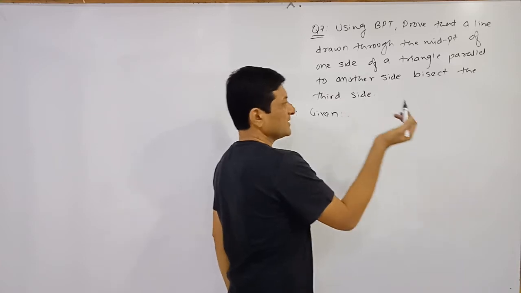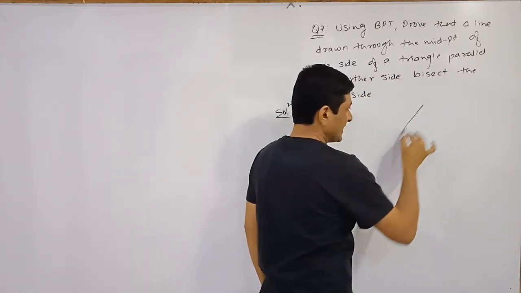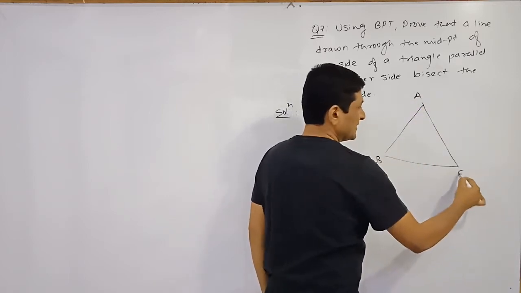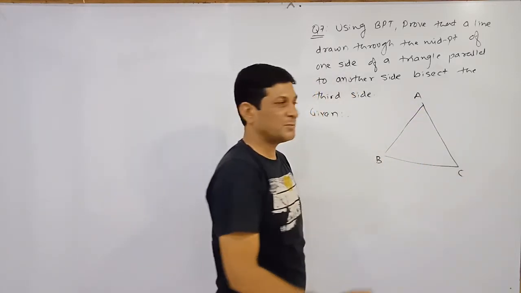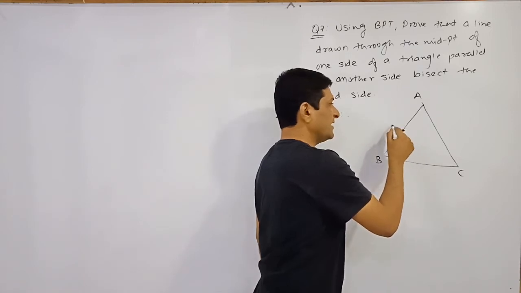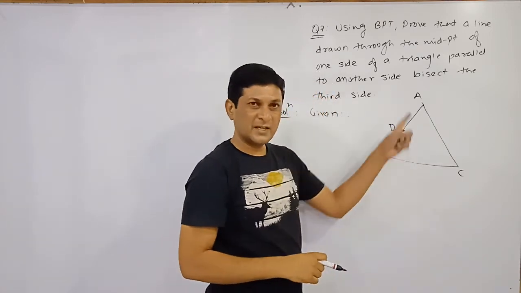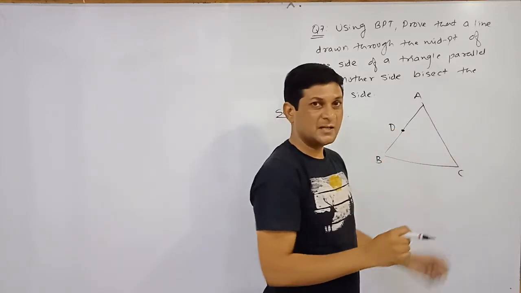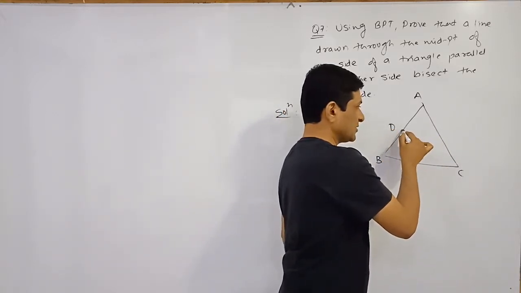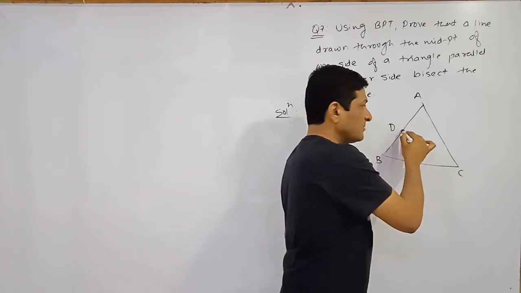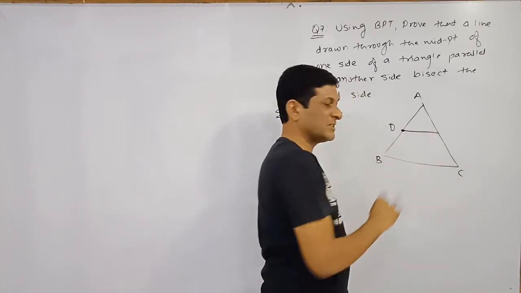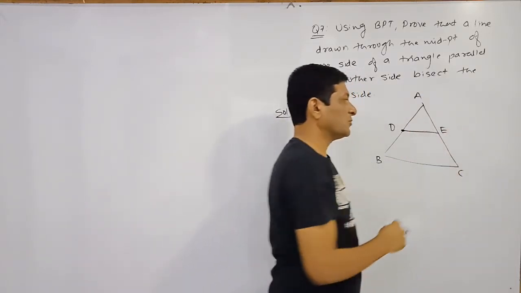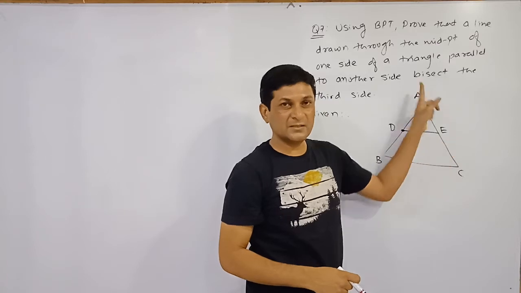Let us consider one triangle here, triangle ABC. In this triangle ABC, I am supposing that D is the midpoint of which side? D is the midpoint of side AB, and a line is drawn through the midpoint of one side parallel to the second side. Second side means parallel to BC. Let it intersect AC at point E.